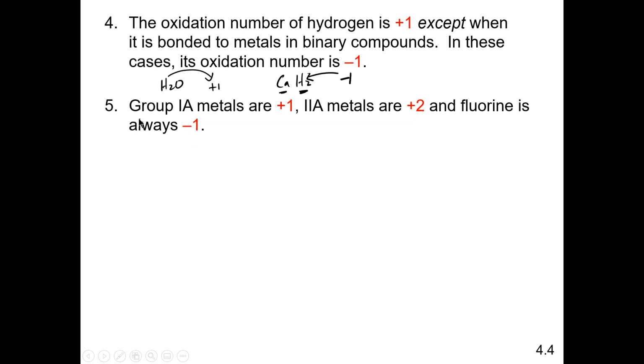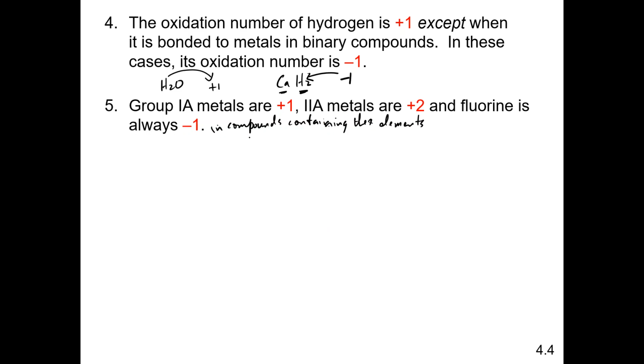Okay, rule number 5. Group 1A metals, the oxidation number is +1 in compounds which contain them. For group 2A metals, the oxidation number is +2, and specifically for fluorine, its oxidation number is always -1 in compounds that contain fluorine. So I should add here a statement saying that this applies in compounds containing these elements.